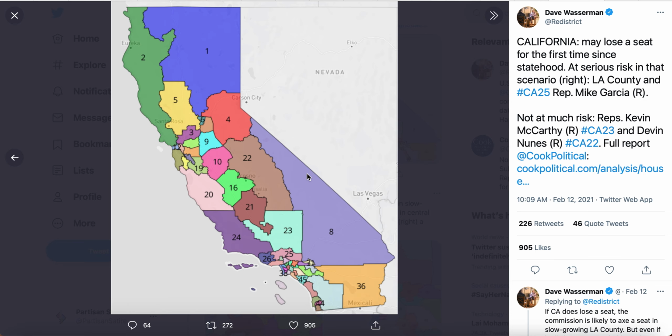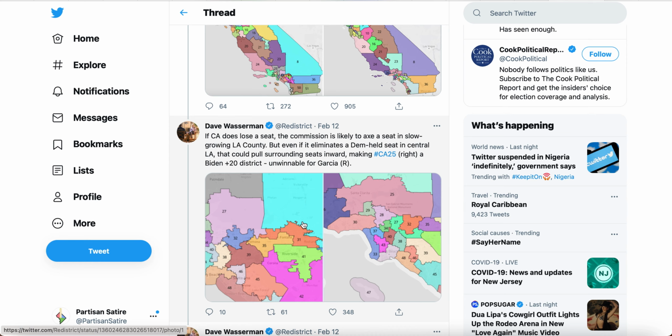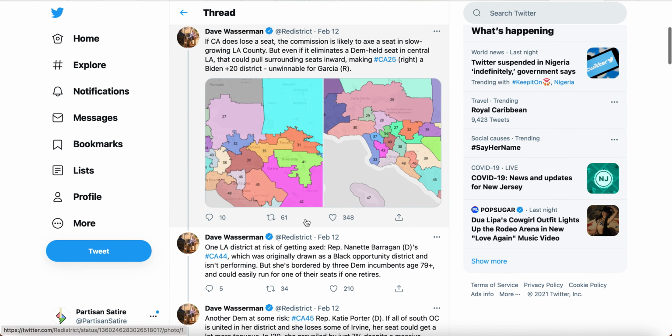The independent commission could try to combine two rural seats, but that seems unlikely to happen, primarily because that's just not quite how it works. Usually with independent commissions, they'll axe the seat that is in the slowest growing areas, and LA County was one of the slower growing areas. And the seat that's most likely going to be axed is California's 44th district.